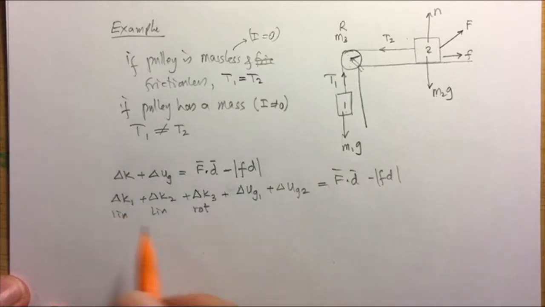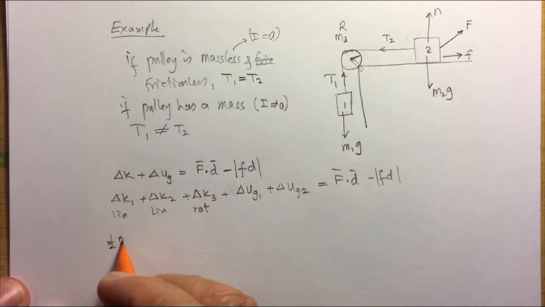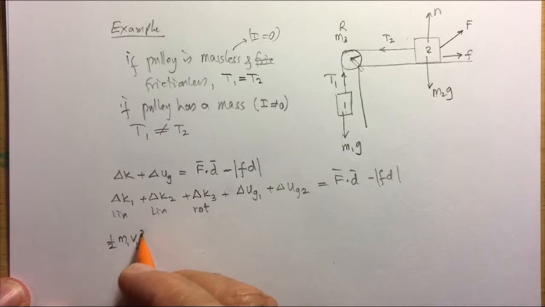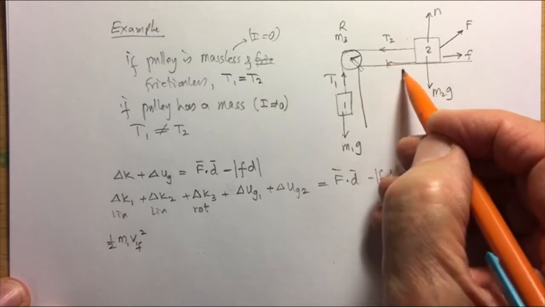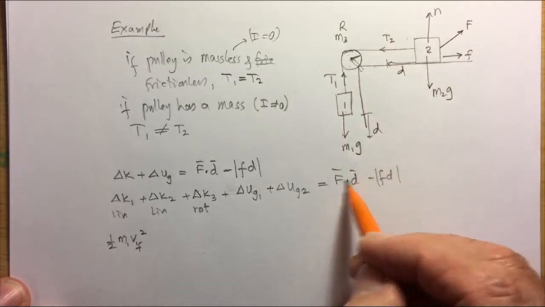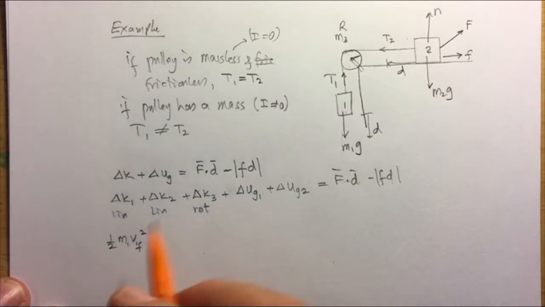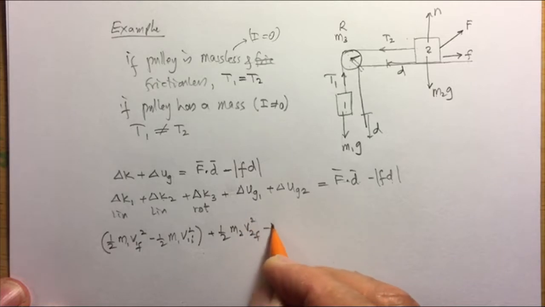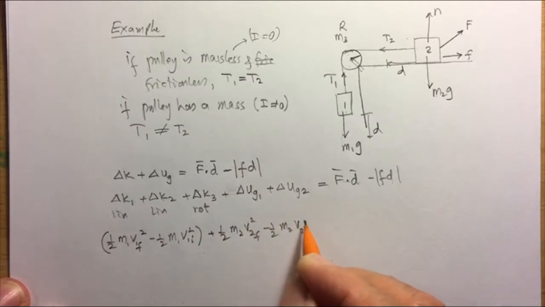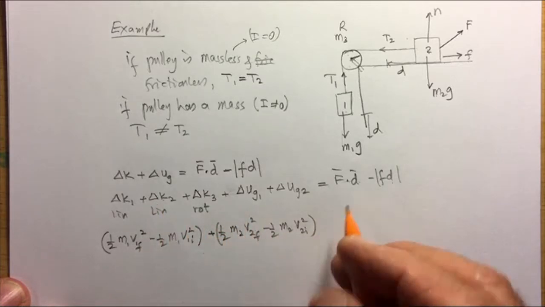Now if we write this in more detail, we would say the delta K1 is going to be half M1 V1 final square. So the thing is, it falls a distance d, this moves to the left a distance d, this falls down a distance d, so that's the d over here. So this is the final kinetic energy minus half M1 V1 initial square plus half M2 V2 final square minus half M2 V2 initial square. So that's the change in kinetic energy for number 2.